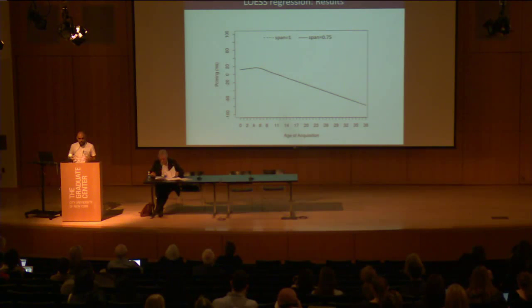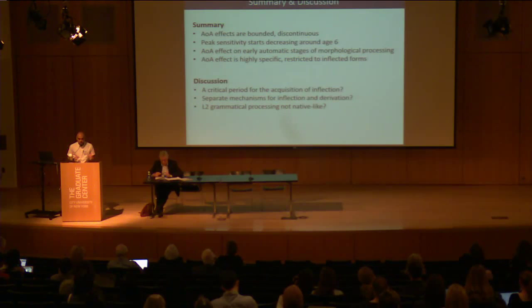So the results are very consistent between these two statistical methods and can be summarized as such. Age of acquisition effects reveal a number of very interesting properties in explaining morphological priming effects. They are discontinuous and non-linear. They show up on this priming task, which measures linguistic processing at very early stages of orthographic and morphological processing. It also seems to be an effect that is very specific to inflected forms.